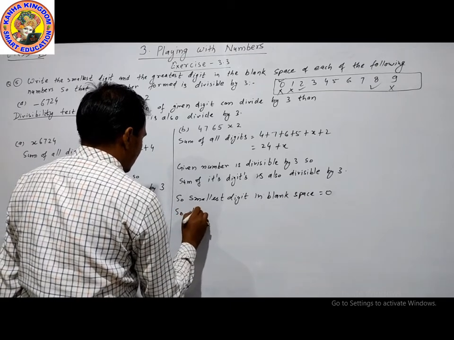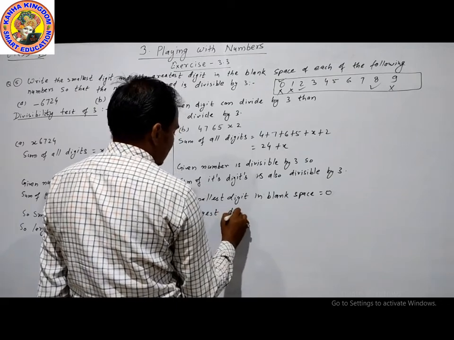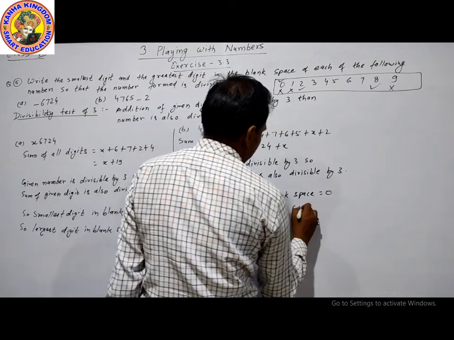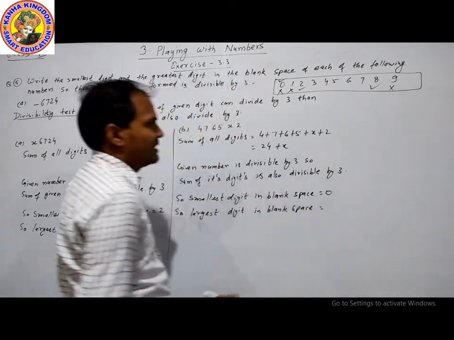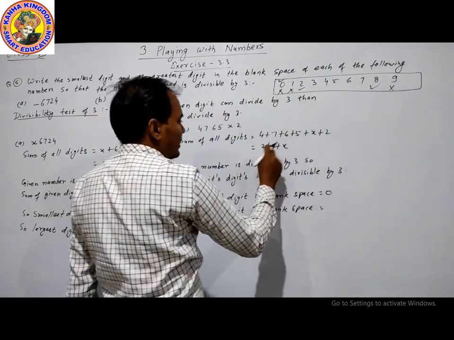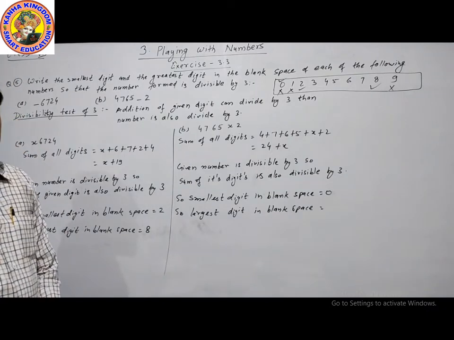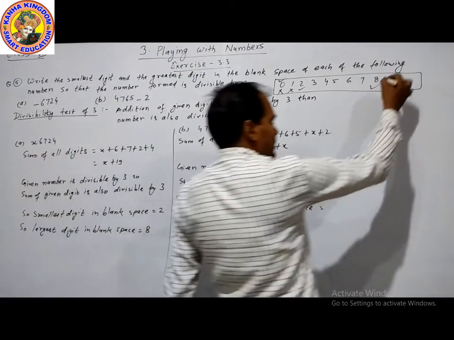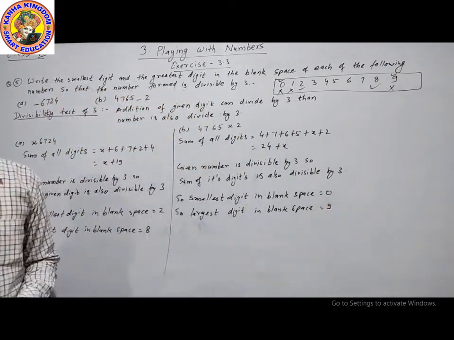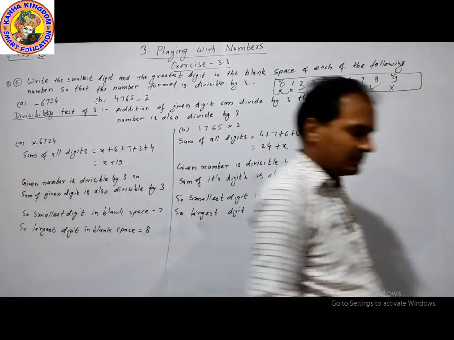So the largest digit in the blank space, what is the largest digit? If I place 9, 24 plus 9 is 33. 33 can divide by 3. So 9 is correct. You can take a screenshot of this. We will move to our next question.